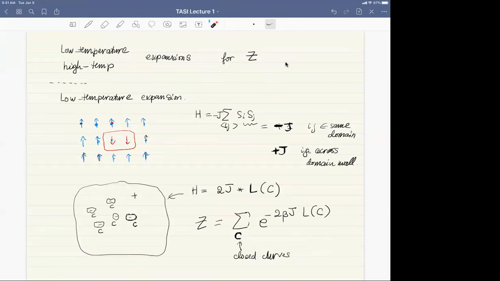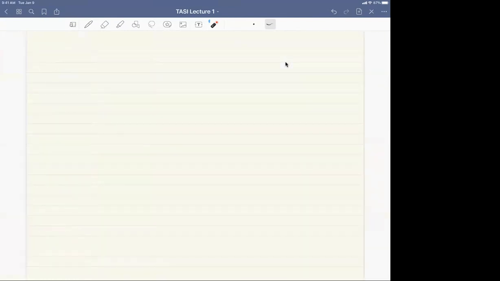Okay, so this is one expansion. Now the second expansion is the high temperature expansion, and it's a bit more non-trivial, but still quite easy to construct. So let me look at one term in the partition function. This is not the partition function, but just one term in the partition function is a product over all i and j of e to the minus beta J s_i s_j.